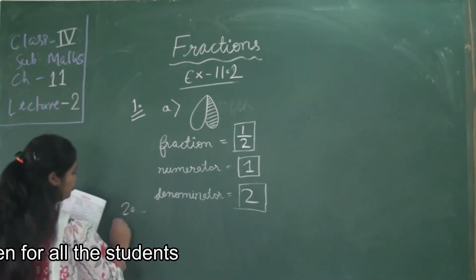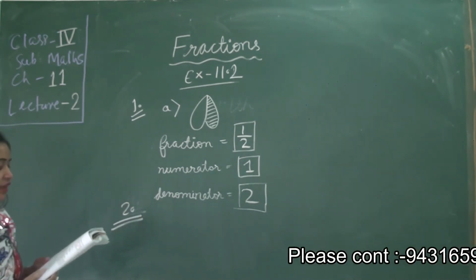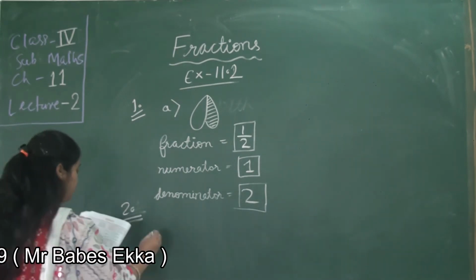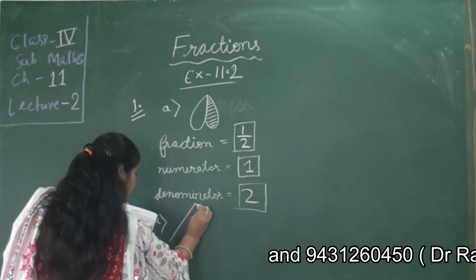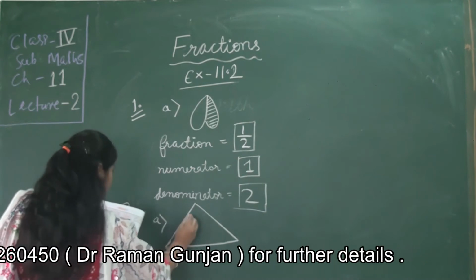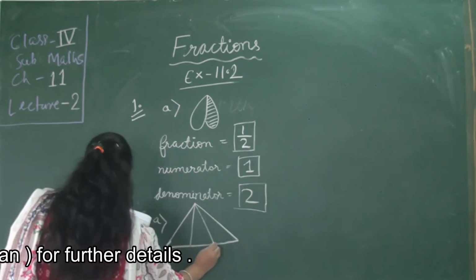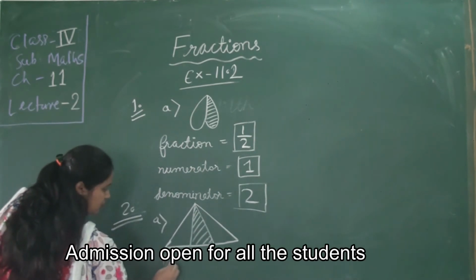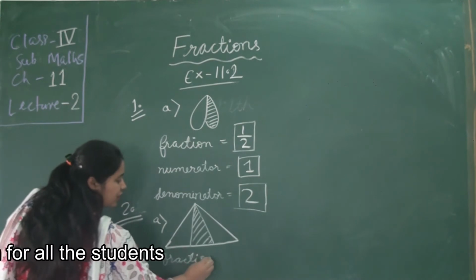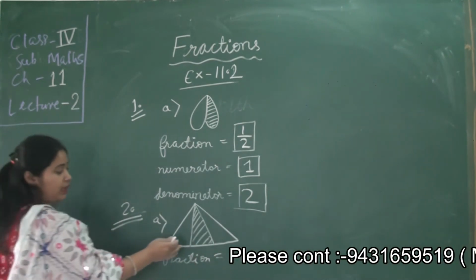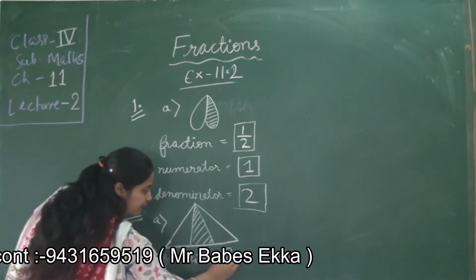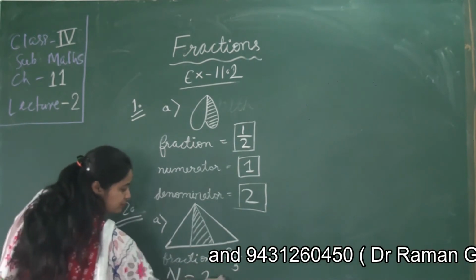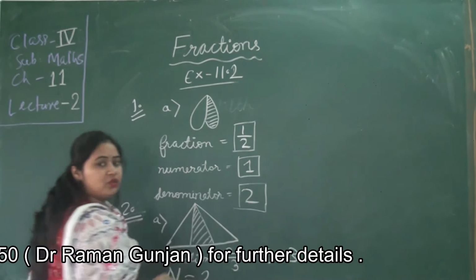In this way you will solve question number 1. Now in question number 2, write the fraction for the unshaded part, and again write the numerators and denominators. So in question number 2a, you can see we have to write the fraction for the unshaded part. Out of 3 equal parts, 2 parts are unshaded, so we will write fraction 2 by 3. Now the numerator n is equal to 2 and the denominator is equal to 3.